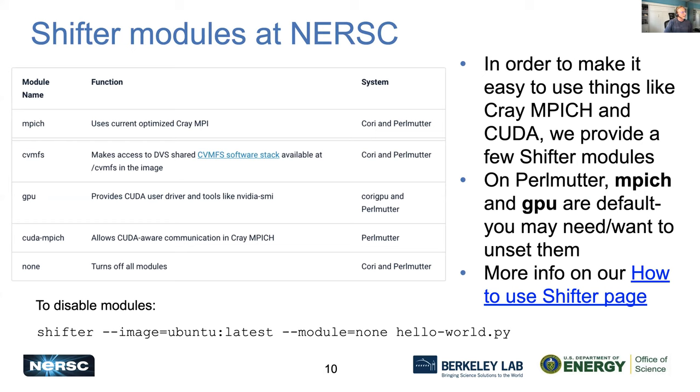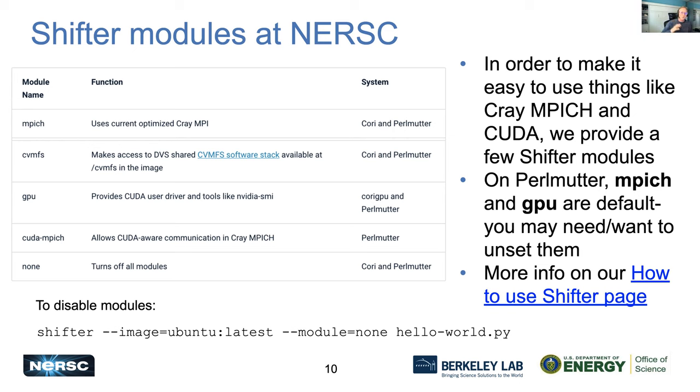All right, so I said Shifter was like Docker. And so here are some of the differences you should be aware of in using Shifter. So we try to be helpful for NERSC users, and we give you things by default that we think might be useful for you. It's not transparent to the user, which is not great, but this is what the situation is. So we have loaded by default, when you use Shifter, the MPICH module and the GPU module.